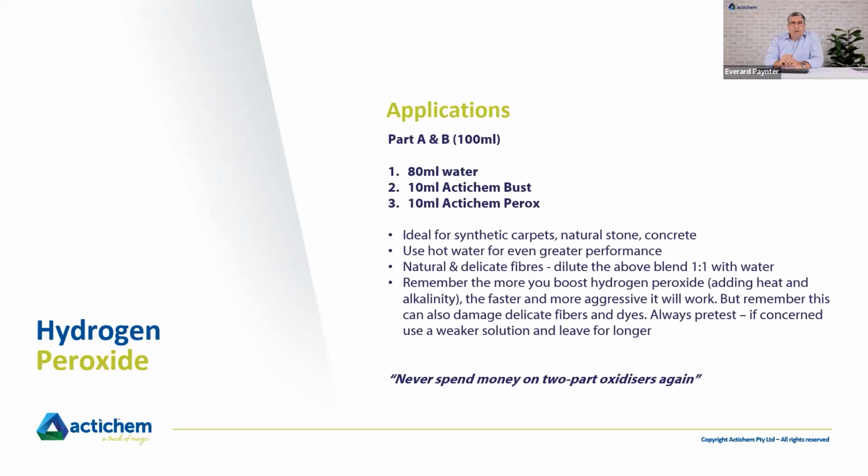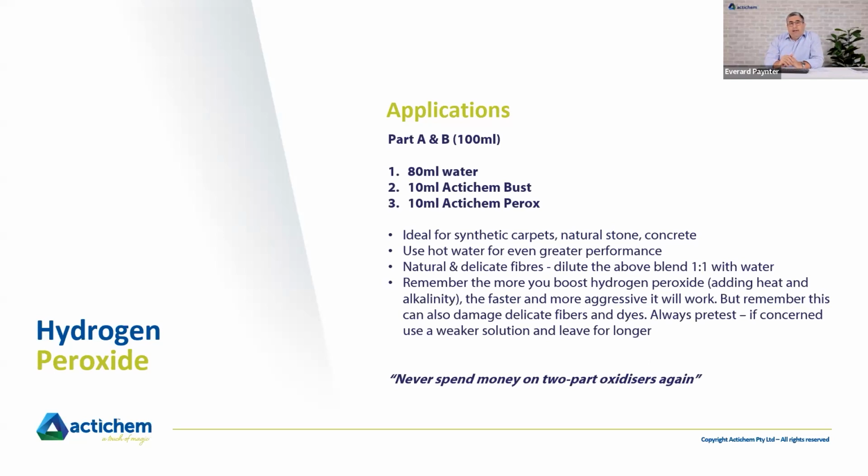This is 80 mils of water with 10 mils of Actichem Bust and 10 mils of Actichem Perox. That gives you a part A, part B oxidizing agent. So never spend money again on two-part oxidizers. Here you can mix up your own. Remember that it is ideal for synthetic carpets, natural stone, and concrete, and safe on natural stone, being in the alkaline region. You can use hot water for even greater performance, which gives you the added benefit that you possibly don't need to use the hot iron method, because you're making it hot with the water that you're mixing it with.